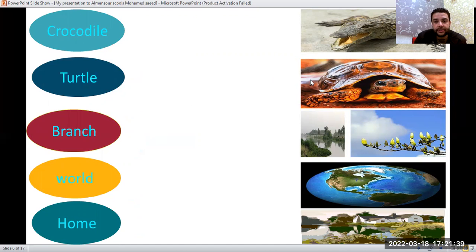And turtle. You are making the sound R, turtle. Branch. Like that, the river Nile has two branches, Rashid and Damietta. Branch. And world. And home, long O, home.